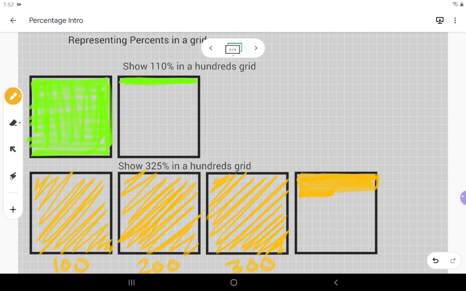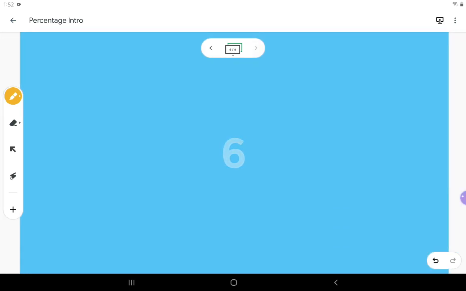Where you might see something like that is if you were to go to the grocery store and buy a really healthy smoothie, it might tell you that you're going to get 150% of your daily vitamin C, which means you get all the vitamin C you would need in your day, plus 50% extra. So you're getting more than you would really need.